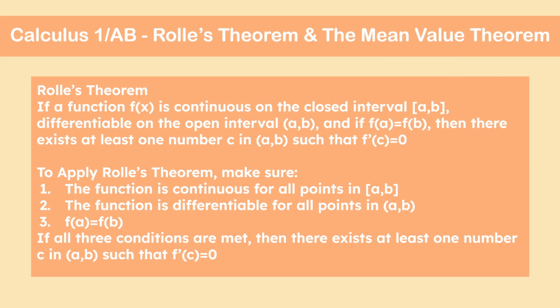So to apply Rolle's theorem, make sure that the function is continuous for all points in [a, b], the function is differentiable for all points in (a, b), and that f of a is equal to f of b. If all three conditions are met, then there exists at least one number c in (a, b) such that the derivative at c is equal to 0.